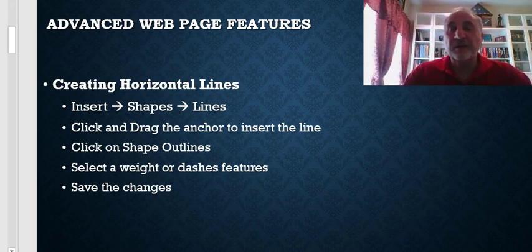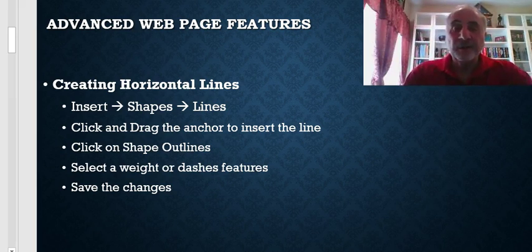The next advanced web page feature that we're going to talk about is a very simple one. It's called the horizontal lines. And it's really used just to provide visual separation of content material on your web page. It's kind of a decorative purpose, if you will, but it can make it easier for younger children to follow what you're doing when you parse your web page into pieces so they can see where you're going.